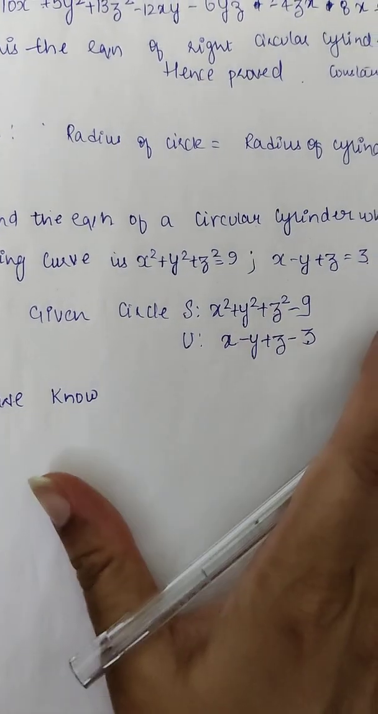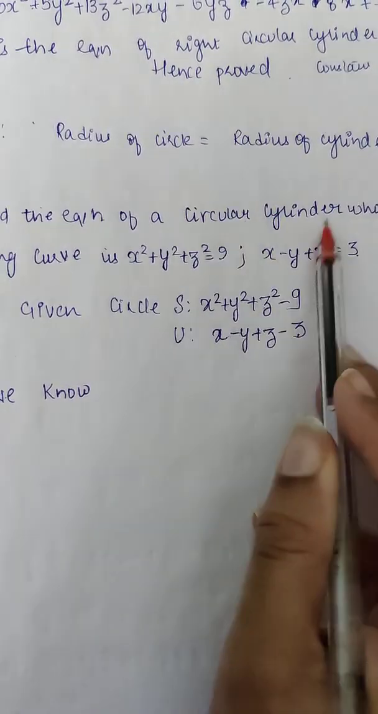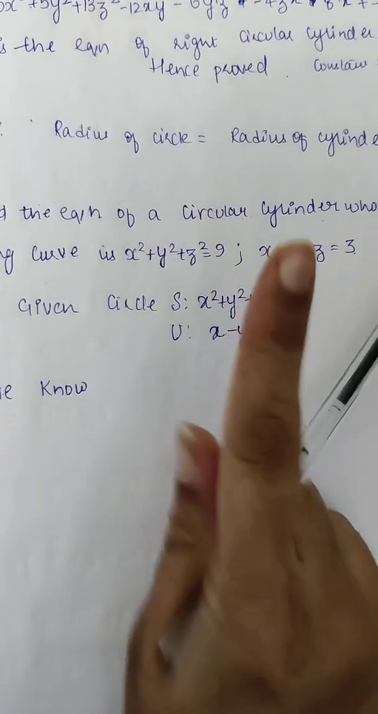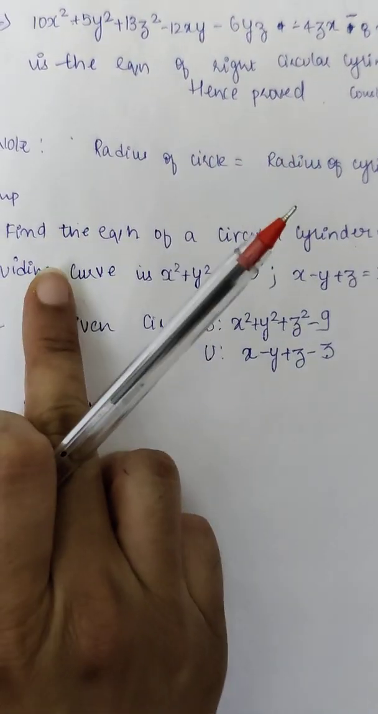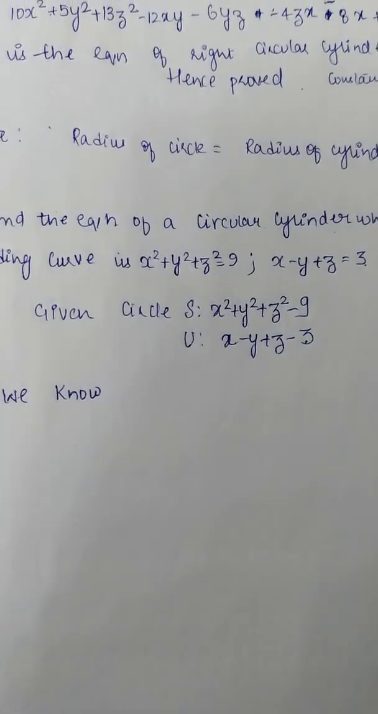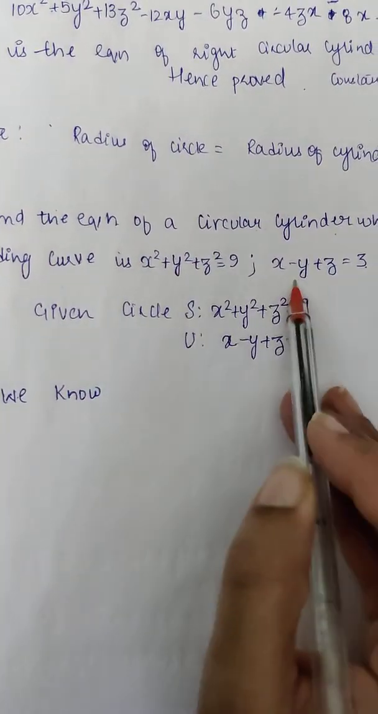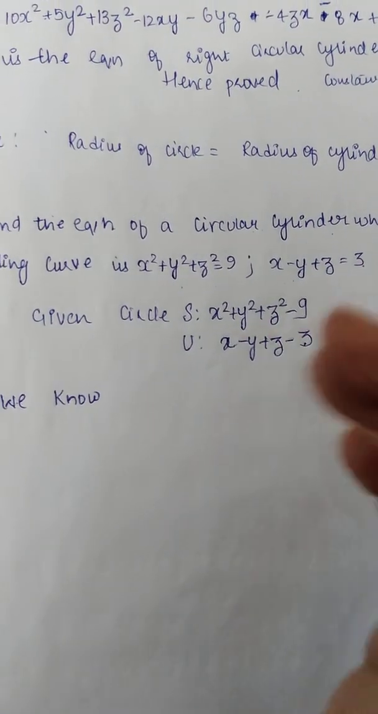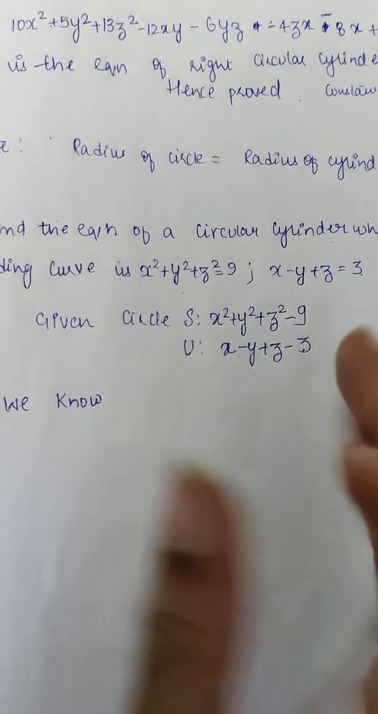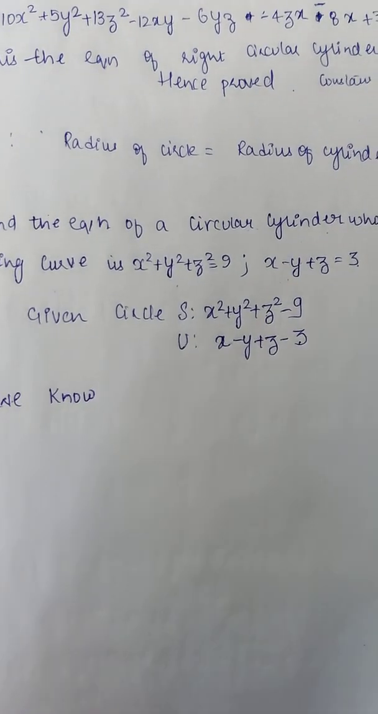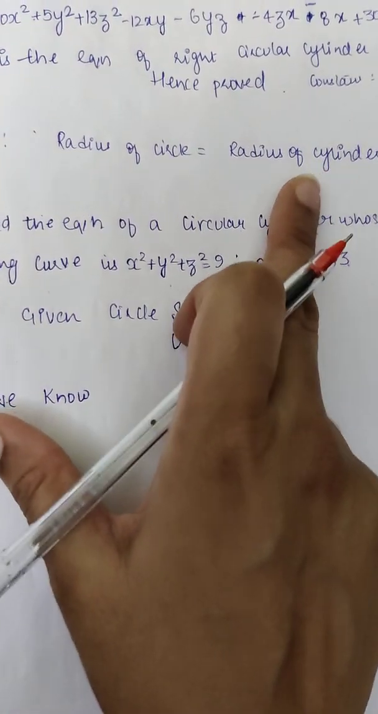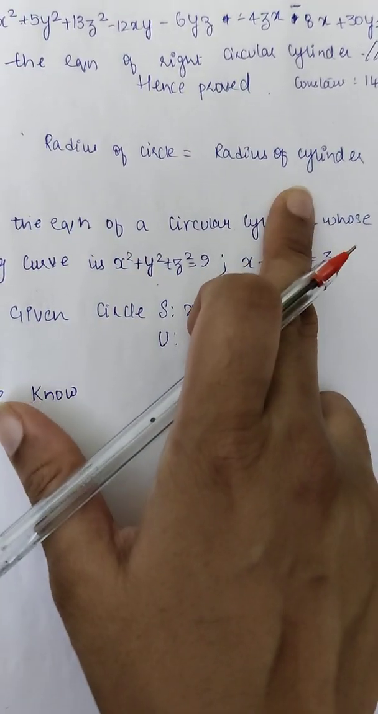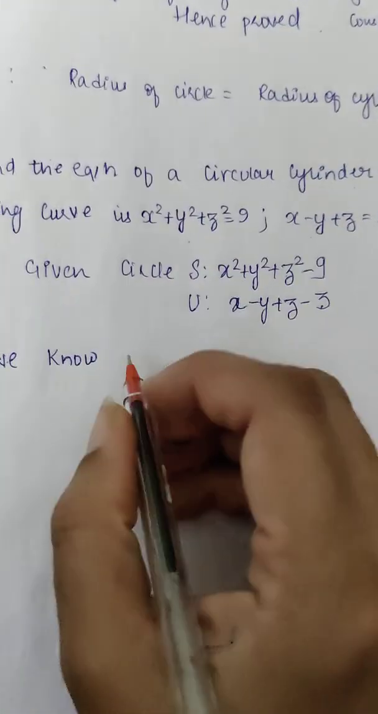Girls, I'm repeating once again, in order to find out the equation of the circular cylinder, you require the radius of the cylinder and the axis of the cylinder. Both are not mentioned in the given question, but instead a hint is given to me, the guiding curve. Guiding curve in the right circular cylinder is nothing but the circle. So with the help of the circle, I will first construct the radius of the cylinder. Why? Because the radius of the cylinder is same as the radius of the circle. If I find out the radius of the circle, that is more than enough for me to find out the radius of the cylinder.